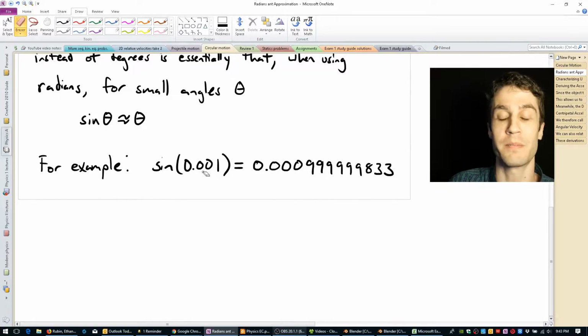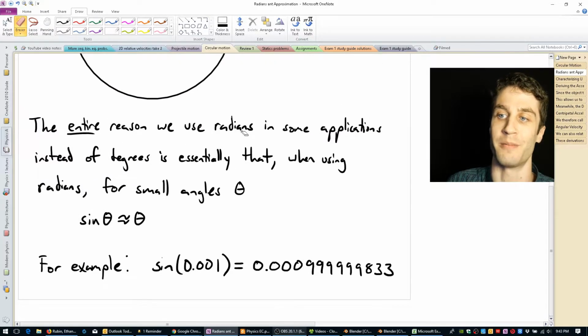Pick some small angles and see that the sine of theta is very close to theta when we're working in radians and when theta is very small. Try it in degrees and you'll see it doesn't work. I really would like you to take that point home because it's the entire reason that we use radians, basically, at least for the sake of this class.